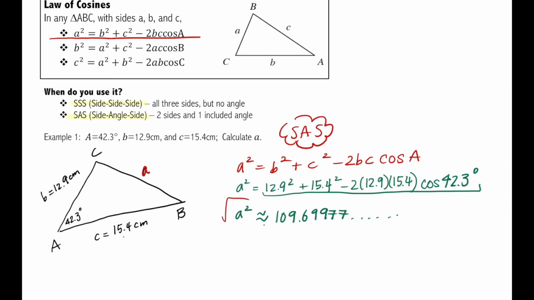So then for my last step, I'm going to square root both sides, and my a value will be approximately 10.5 centimeters. Of course, we know that when we square root a squared value, our answers are always plus or minus, but this is talking about the side length of a triangle, right? And side length can never be negative, so we only have our positive value of 10.5 centimeters. And that's the example of the side-angle-side case, which can be solved using the cosine rule.